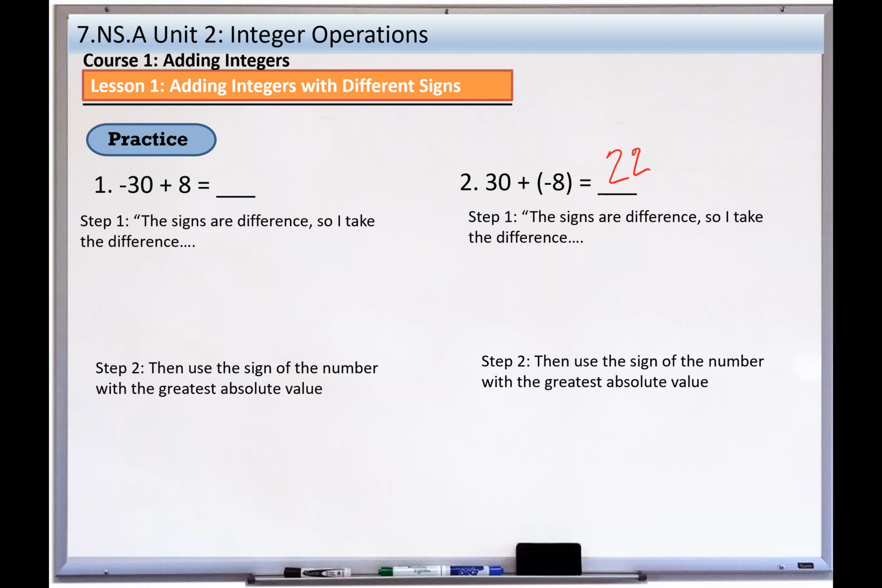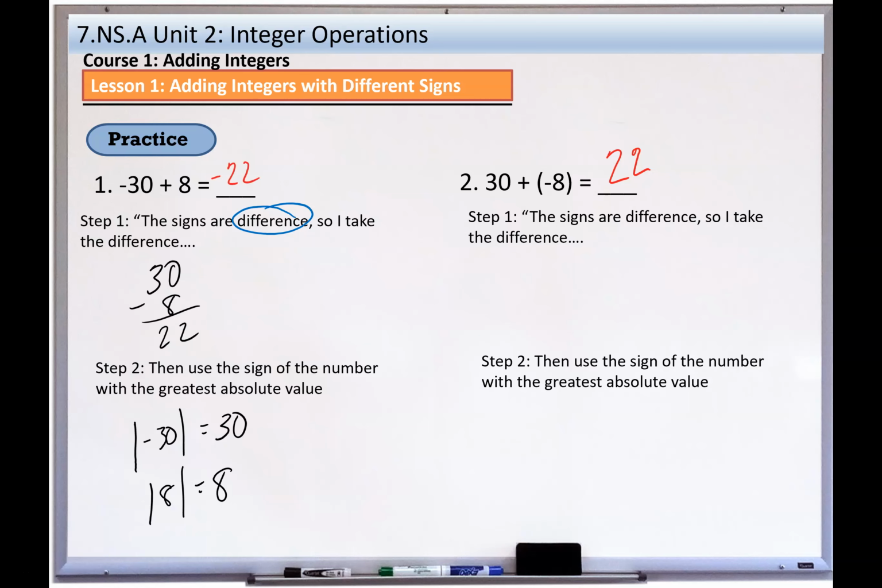So the first example is negative 30 plus 8. All right, our signs are different, so we subtract, take the difference. The absolute value of negative 30 is greater than the absolute value of 8, so we're going to use the sign of the negative 30, which is negative. So our answer must be negative 22.